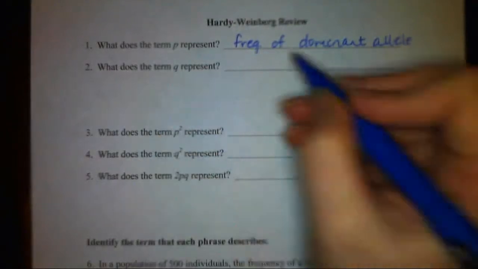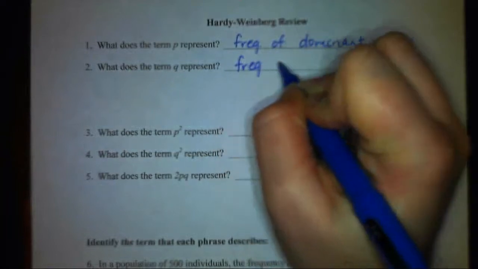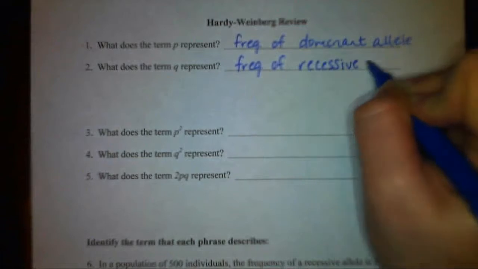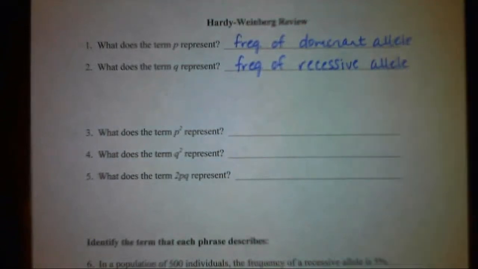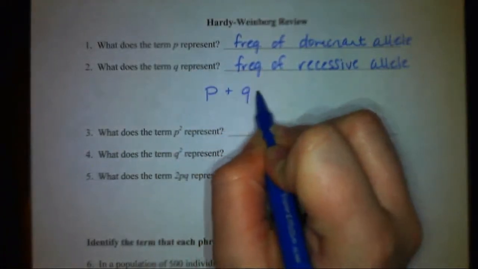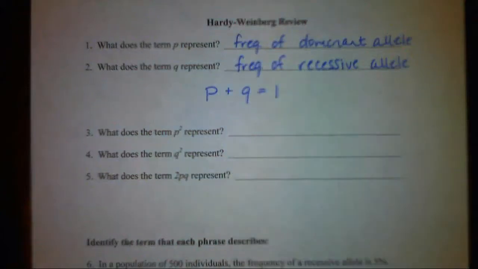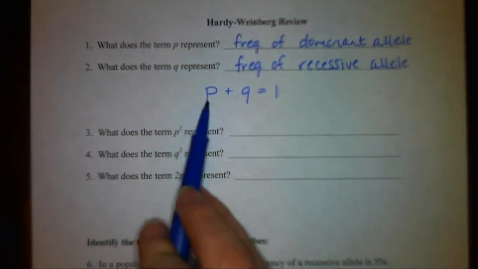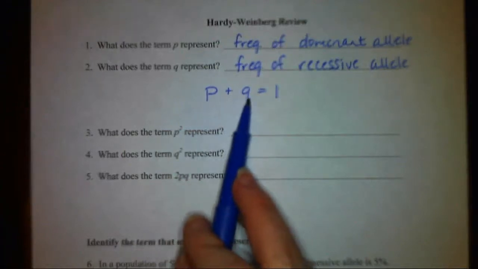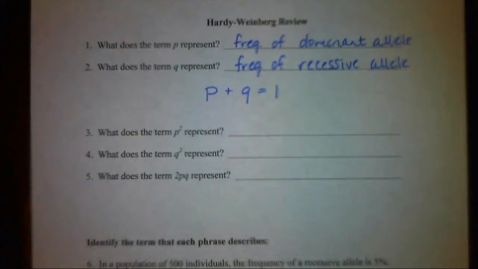Q represents the frequency of the recessive allele. In other words, in my population, out of all my alleles, what percentage of the alleles are recessive? If my alleles can either be dominant or recessive, then the variable P plus Q must equal 1. This is telling me that in my population, my alleles are either dominant or recessive, so the frequency of each must total 1 or 100% of my alleles.